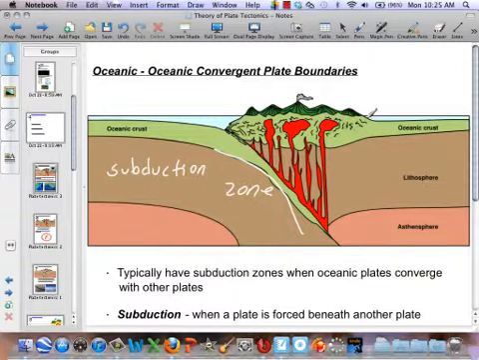I want to talk about why we get subduction. Can we get back to the thing? We'll get back to that in a minute.